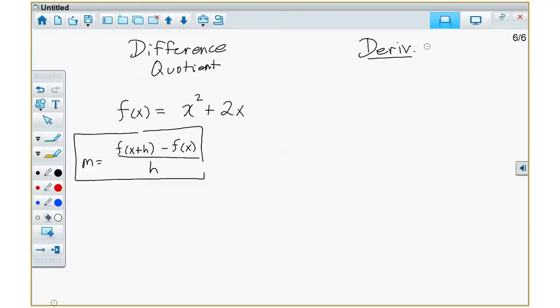Now, where are my pre-cal students that took this in high school? You remember going over this? Difference quotient? You've seen it where? High school? Yeah.